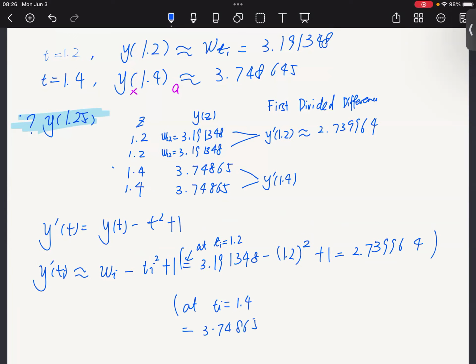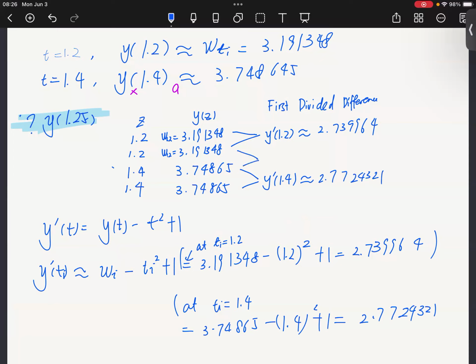3.714865, and then minus 1.4 squared, and then plus 1. And this value equals 2.771243321 here. And so we can fill in the table here again. And this one is the number we have.